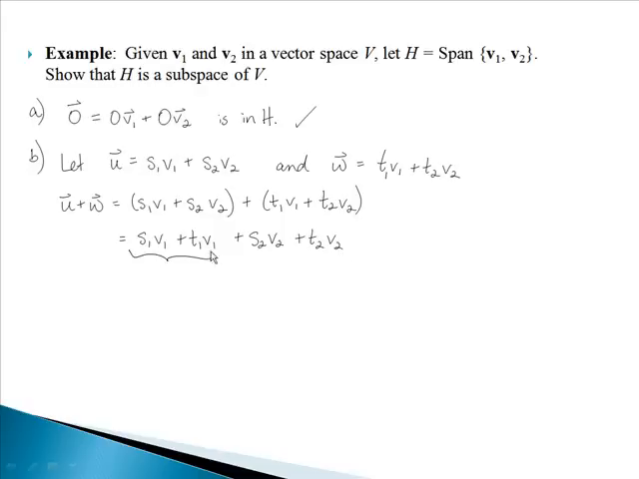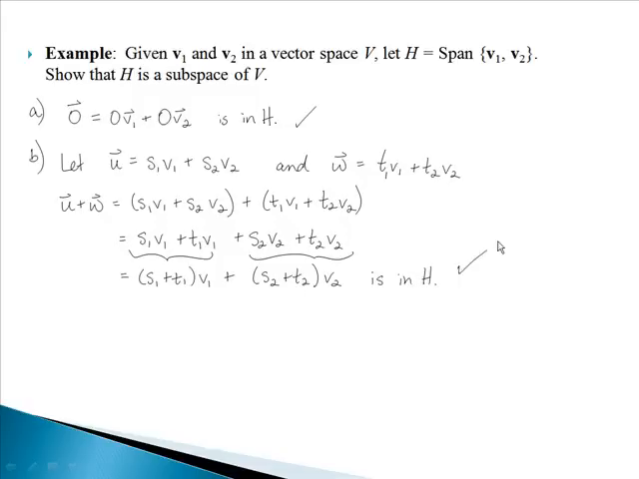And now I can look at them, grouping them this way, and basically factor out v1. So I have (s1 plus t1) times v1 plus (s2 plus t2) times v2. And remember, s1 and s2 and t1 and t2 are simply scalars. So when I pull them out, they're still scalars, and so then this is a linear combination of v1 and v2. So this is in H as well.